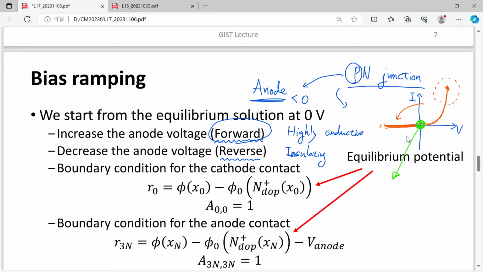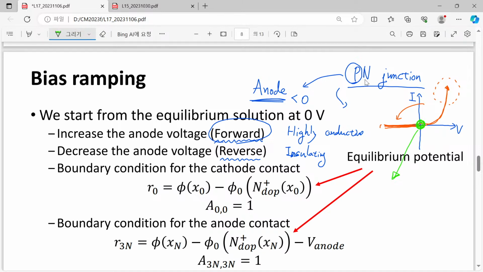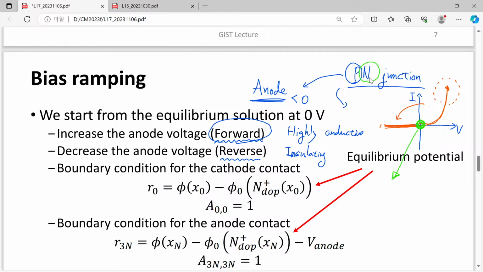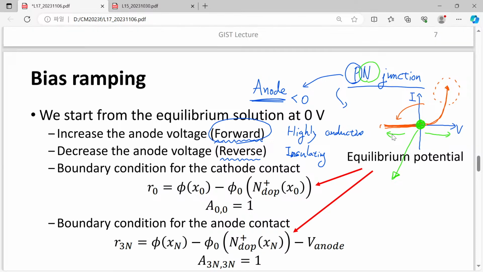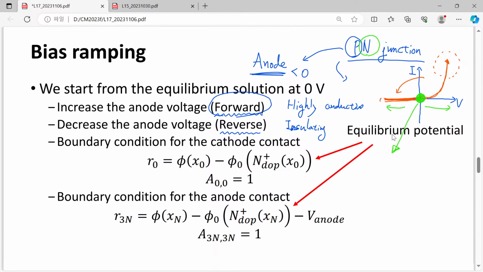So the voltage difference between the anode contact and the cathode contact means that the contact attached to the anode should be zero. So we can always get the solution like this. However, this is not the operational condition of our interest. Actually, we wanted to increase or decrease the voltage. Anyway, we wanted to have a non-zero applied voltage. So we must apply that case.